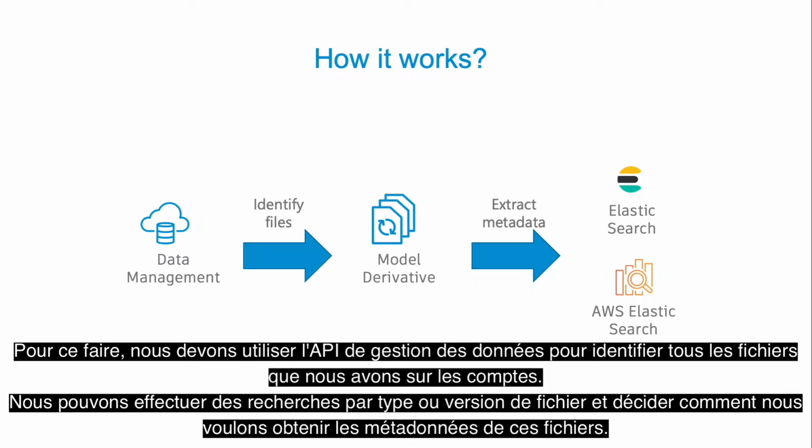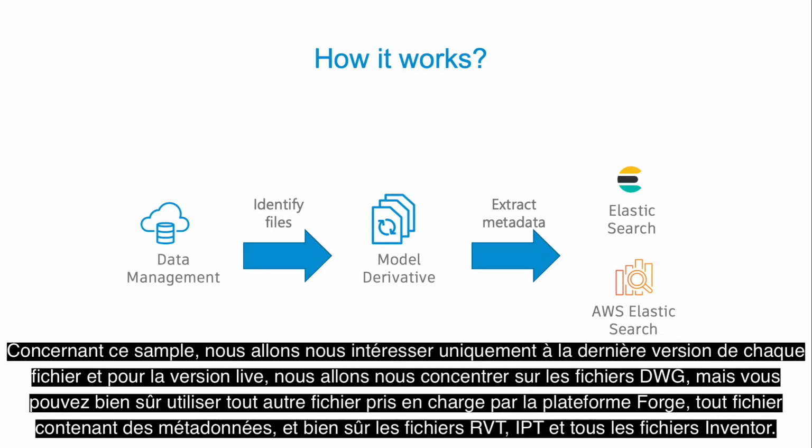To do that, we have to use the Data Management API to identify all the files we have on the account. We can search by file type or versions and decide how we want to get the metadata from those files. In this sample, we are focusing only on the last version of each file, and for the live version we are focusing on DWG files, but you can for sure use any other file that is supported by the Forge platform. Any file that contains metadata, of course. So DWG, RVT, IPT and Inventor files are all supported.